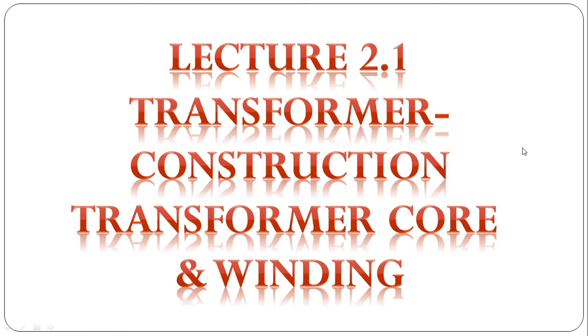This is the first part of lecture number 2, and in this lecture we will study the core and windings of a transformer. The core is a very important part of the transformer. Windings are wound on the core. Primary and secondary windings are linked inductively, or we can say magnetically, with the help of the core, because the core carries the useful flux. We have to take care of some very important points while designing a core.